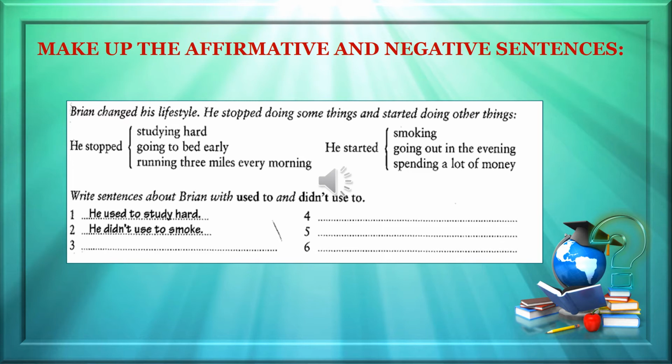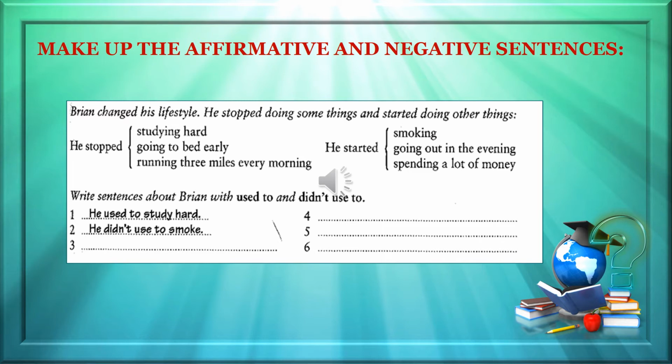The next task is to speak about a person who changed his lifestyle. Brian stopped doing some things and started doing other things. He stopped studying hard. He stopped going to bed early. He stopped running 3 miles every morning. He started smoking. He started going out in the evening. He started spending a lot of money.